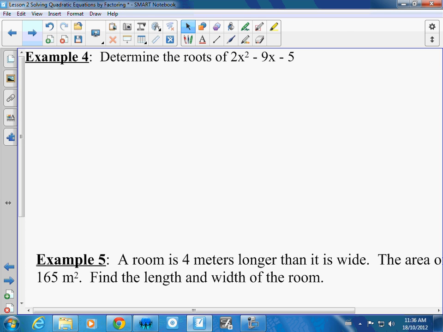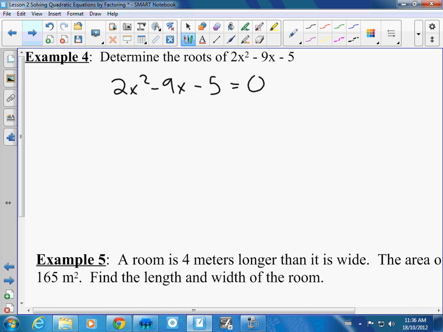Okay, so first off, if we want to find the roots, what do we have to make it equal to? 0. Now the only problem is, is it all on one side? Yeah. All right, so we just write it out. So 2x squared minus 9x minus 5 equals 0. Can you take out a GCF? That's the first thing you should always look for. No, because nothing comes out of those. That's kind of ugly looking. Okay, so let's factor it into 2 binomials.